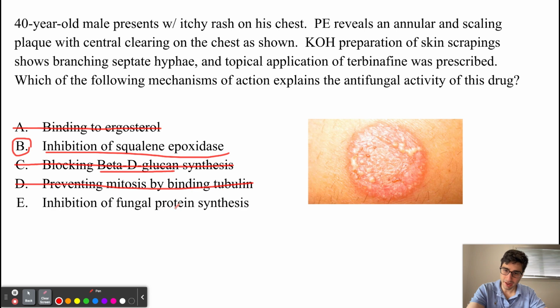Answer choice A, inhibition of fungal protein synthesis. This is the mechanism of action of flucytosine. Flucytosine is basically going to inhibit the production of nucleic acids, and so we ultimately do not get fungal protein synthesis. So the answer is going to be B. Terbinafine works by inhibiting squalene epoxidase, and you can use the mnemonic that I use to quickly recall this.